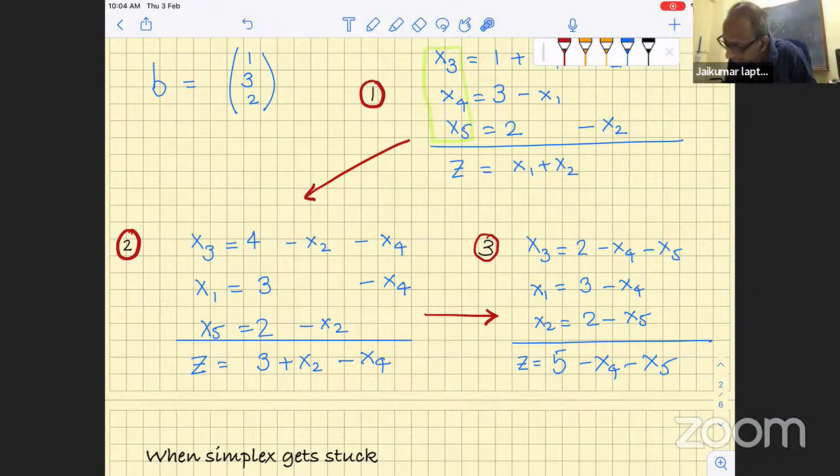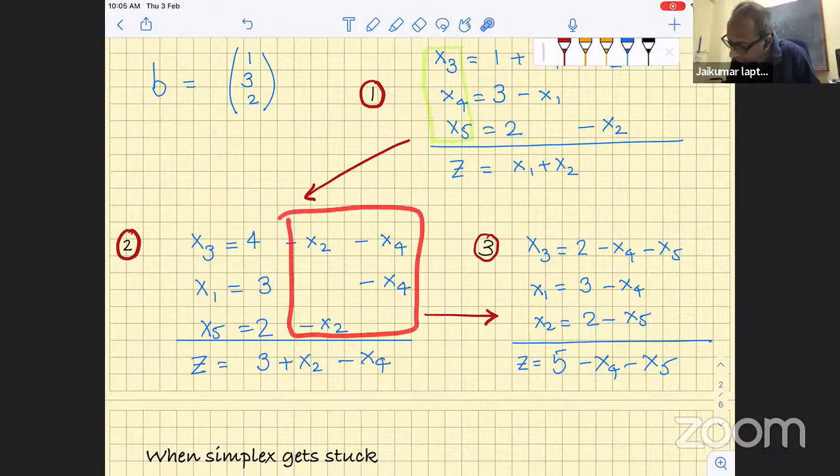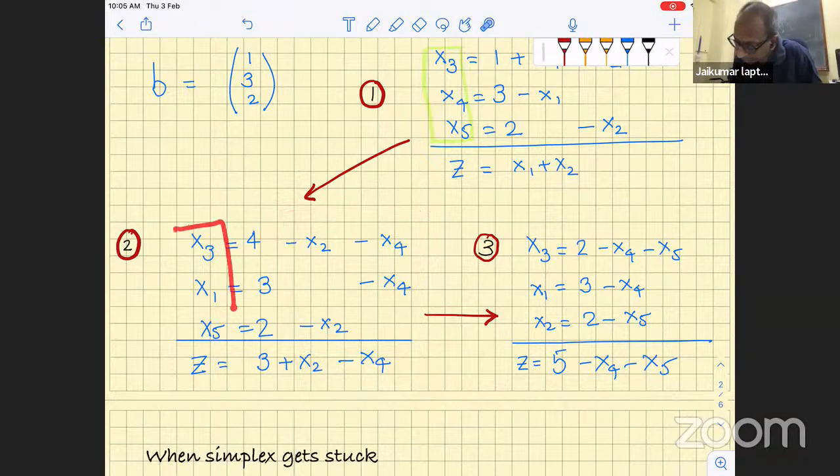Now, we again see some prospect of improving our objective function. That is, x2 can be increased, and then the objective function will increase in value, because right now x2 and x4 have been set to 0. Every variable that appears on the right has been set to 0, and this is our current solution, 4, 3, 2, for x3, x1, and x5.